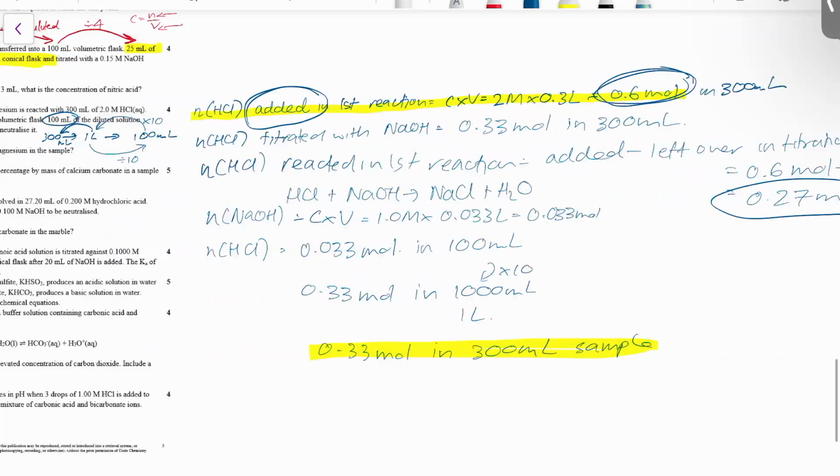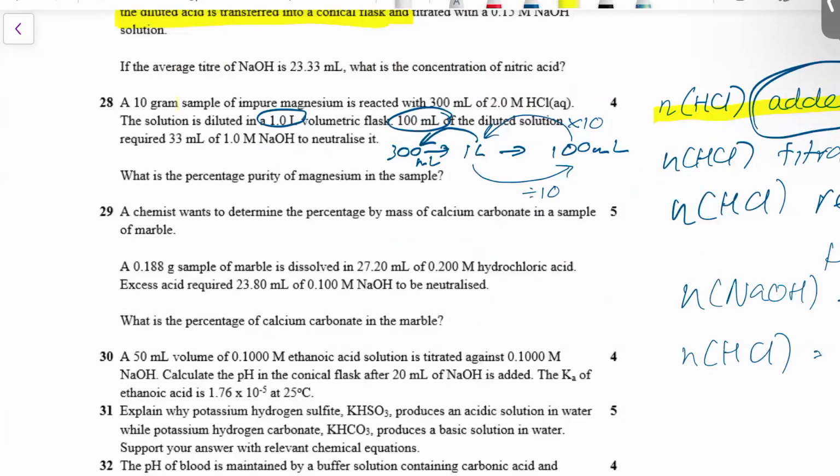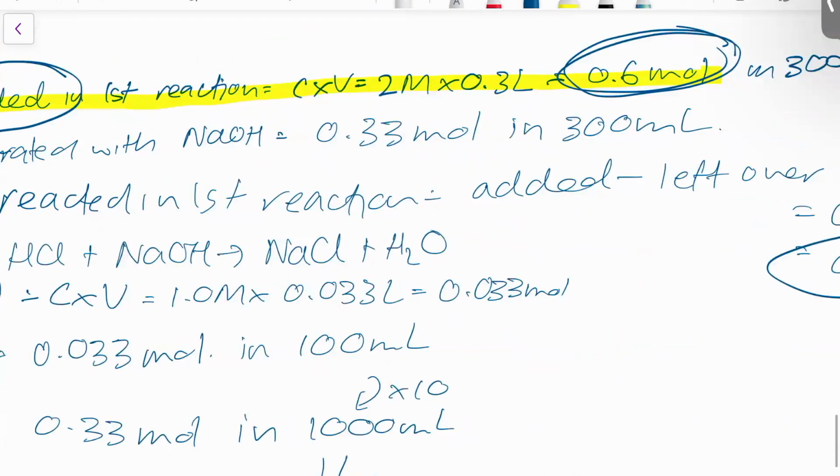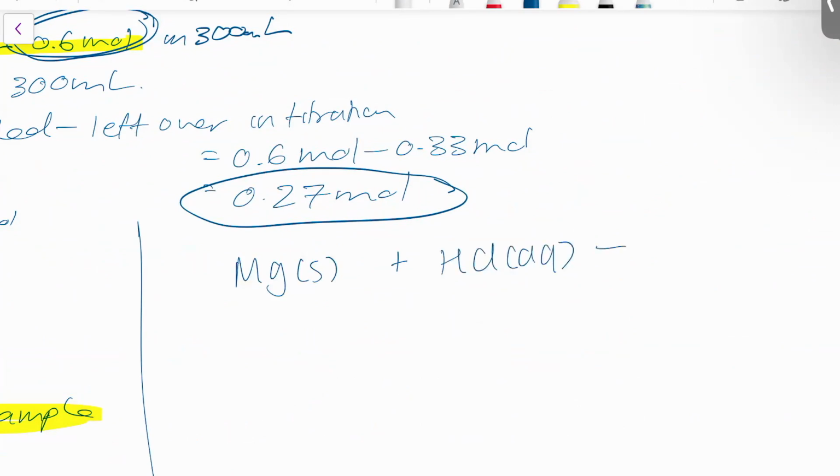Once I know the amount that actually reacts, I can now use the equation for the chemical reaction. Just because you mix things together does not mean you react it. Remember, there's a limiting reagent and there's an excess reagent. So now that I'm in the reaction with Mg, I can write the equation for it. Who remembers the metal plus acid reaction from year 11? What does this turn into?